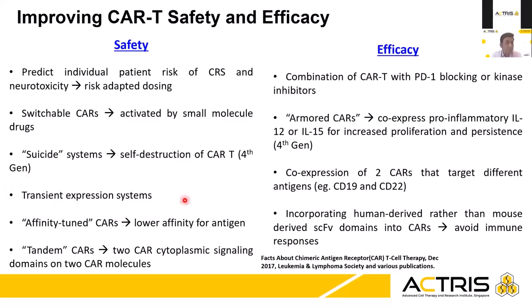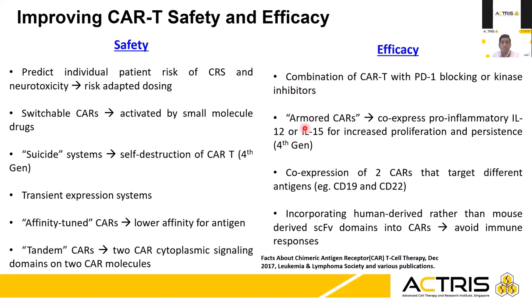Then, of course, exploring transient expression systems, which can control the side effects of CAR T, and affinity-tuned CAR T cells with lower affinity for specific antigens that could be on healthy cells. Or we can even talk about tandem CARs that are taking place right now, where two CAR cytoplasmic signaling domains are added onto two CAR molecules, right? To increase the efficacy of CAR T cells, yes, we have an astounding response rate for relapsed refractory patients, but to move CAR T up to frontline therapies, we have to have improved efficacy. So a combination of CAR T cells with immune checkpoint inhibitors or kinase inhibitors is one area that is being explored through various clinical trials.